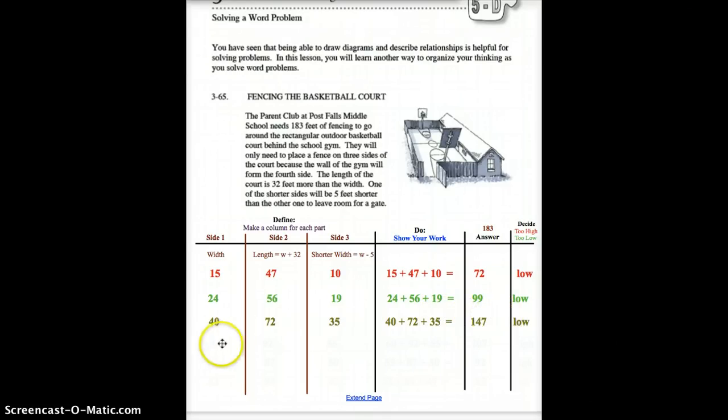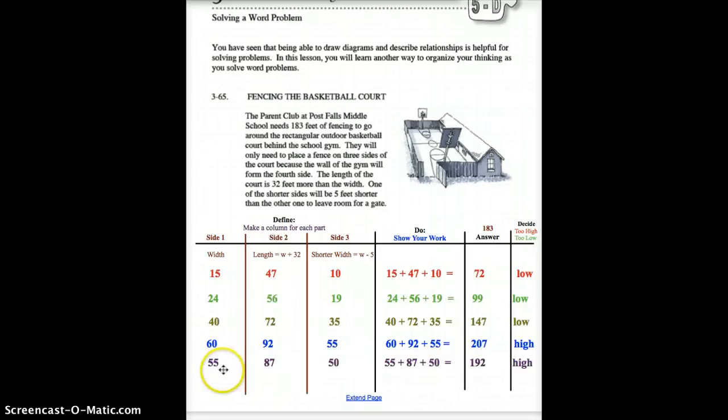All right, well, let's go a lot bigger again. 60. So 60 plus 32 is 92. 60 minus 5 is 55. When I add those up, well, at least I got too high this time. I guess we know it's smaller than 60. We know it's bigger than 40, so I got to pick some number in the middle of those two. But hopefully that makes sense how I'm getting bigger and bigger here. Let's see if my next guess can be a little bigger, or a little better.